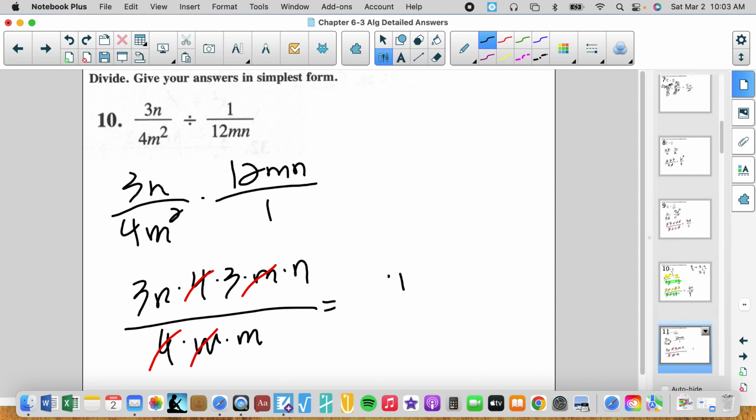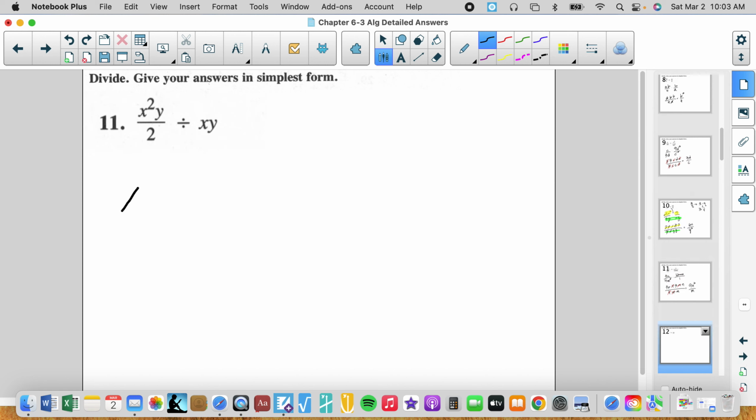9n squared over m. Attention to detail. Don't go so fast that you're going to make silly mistakes. This is a good one.